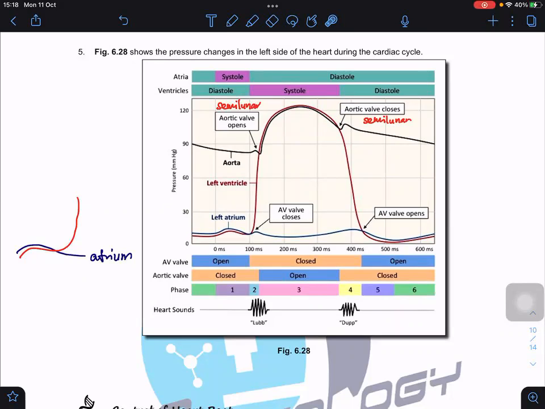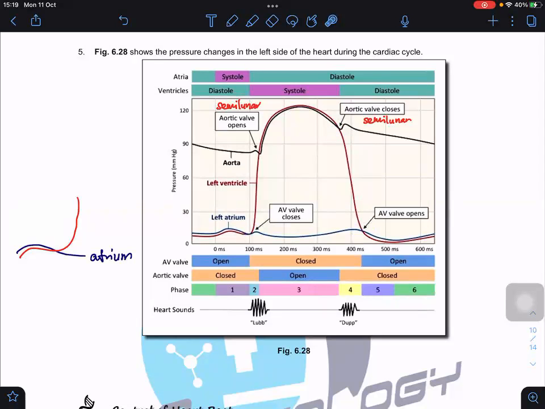Why? Because the pressure of the ventricle is now lower than the pressure of the aorta. Are you clear? Okay, so the pressure of the ventricle drops, can you see that? It drops below the atrium. So it means the pressure inside the atrium is higher than the pressure inside the ventricle. Therefore, the AV valve now opens. So when the AV valve opens, the blood can enter from the atrium into the ventricle.